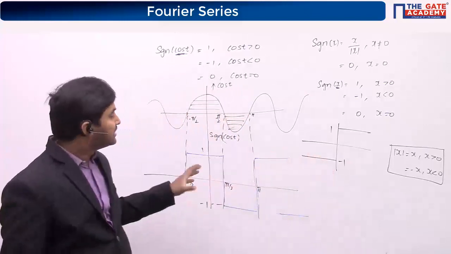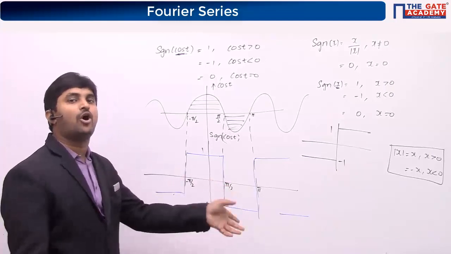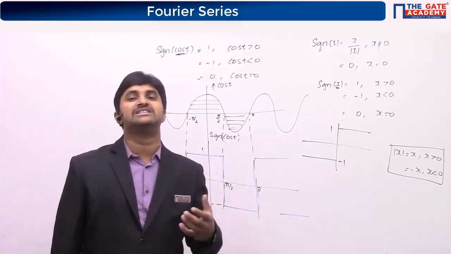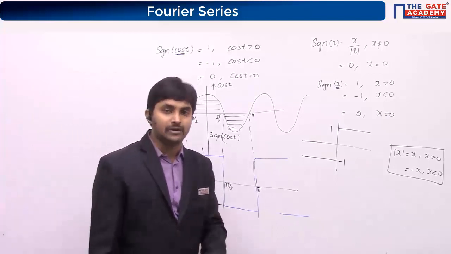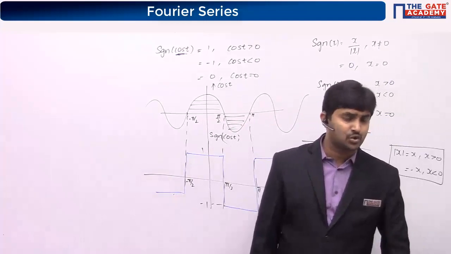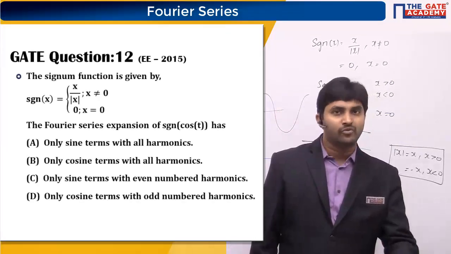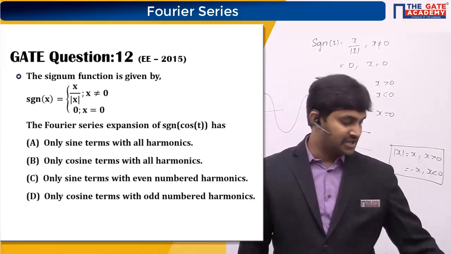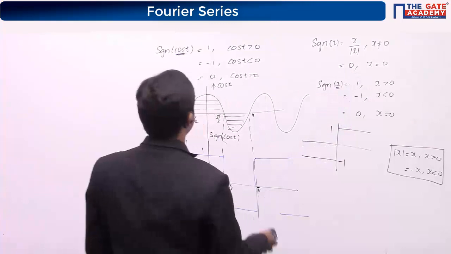We already know that this signal, which we have tested already, satisfies the odd half-wave symmetry. Whenever the signal satisfies odd half-wave symmetry, it will only have the odd harmonics. So the answer for this question is going to be option D, because you will have odd harmonics, only cosine terms. Therefore the answer is option D. Next question.